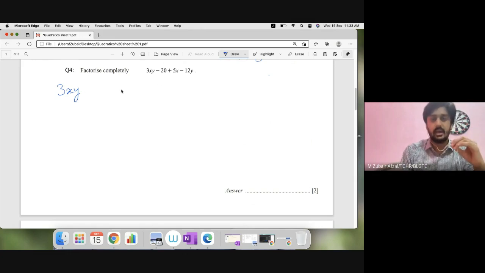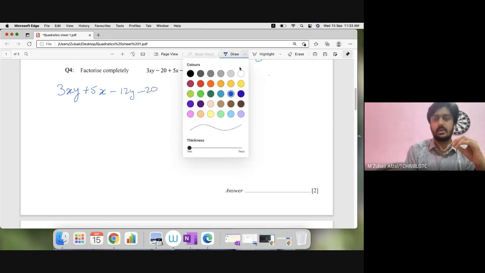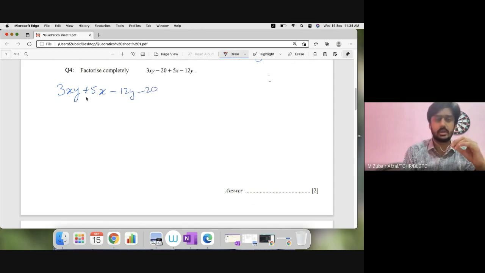Okay sir. Okay, let me rearrange this as plus 5x minus 12y minus 20. Any objection? It is just the rearranging, because I saw x and x as common, and then the number. So we can take out x and we are left with 3y plus 5. And in the next numbers, we have 2 and 2.